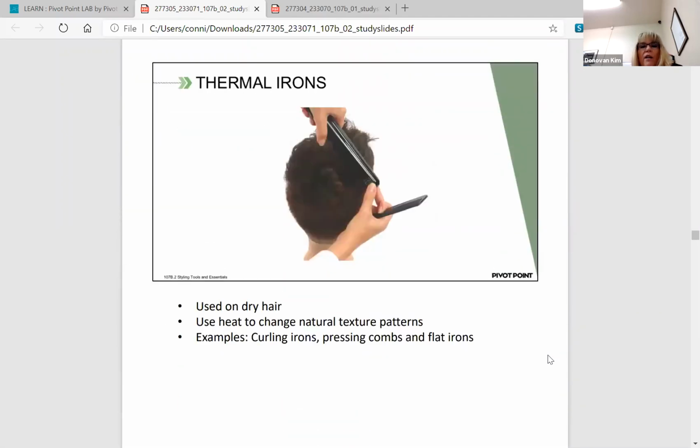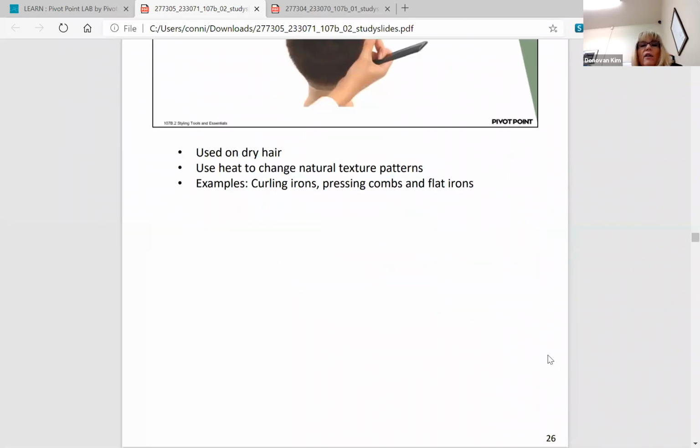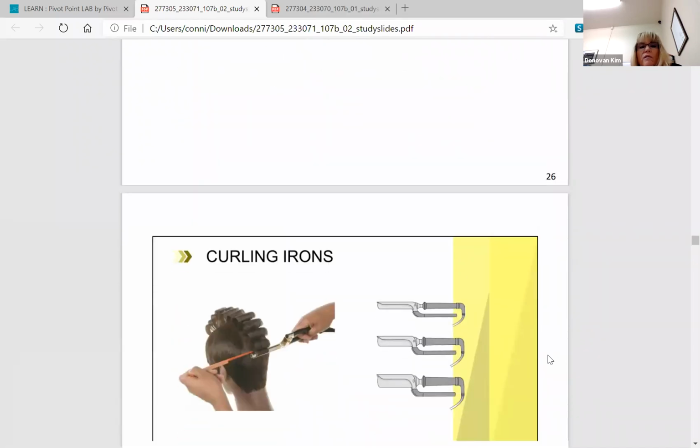Then we have our thermal irons. Thermal irons can be anywhere from like a Marcel iron to a curling iron, a flat iron, you know, they're just different types of thermalness on there. So it can straighten hair, it can curl hair. There's a lot of different things that it can do. Okay.